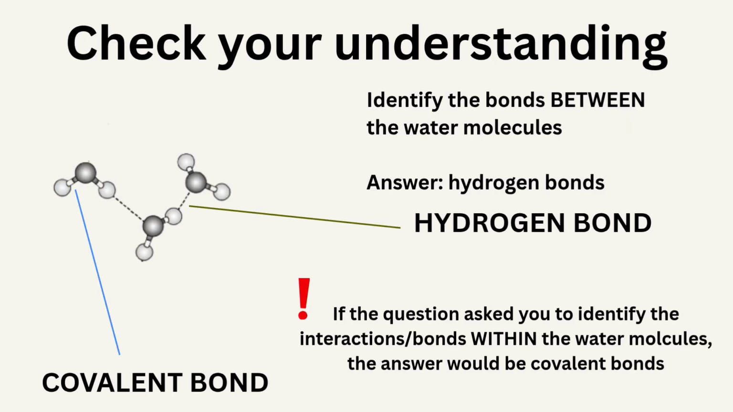So this is a quick check on your understanding. Can you identify the bonds? So you can see here, between 2 water molecules, the bond is a hydrogen bond. But if you're looking at within the water molecule, the bond is a covalent bond. And this is a frequently asked question and one that students frequently get wrong.